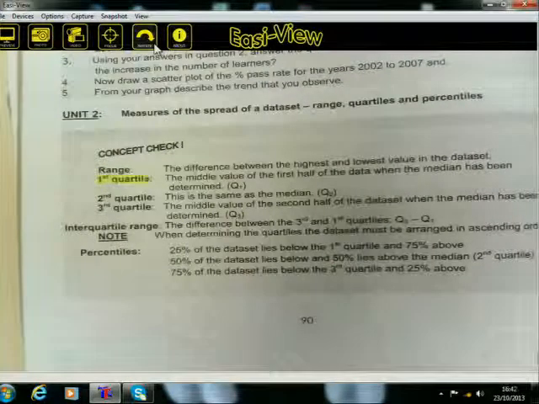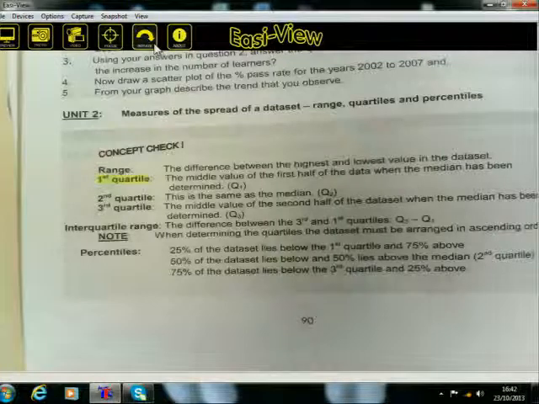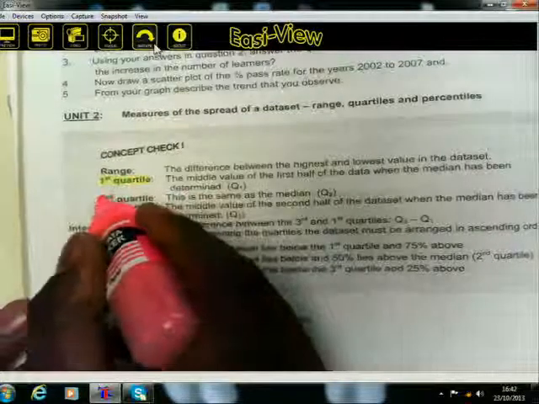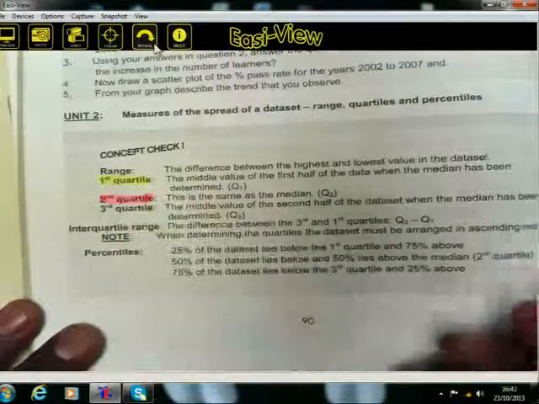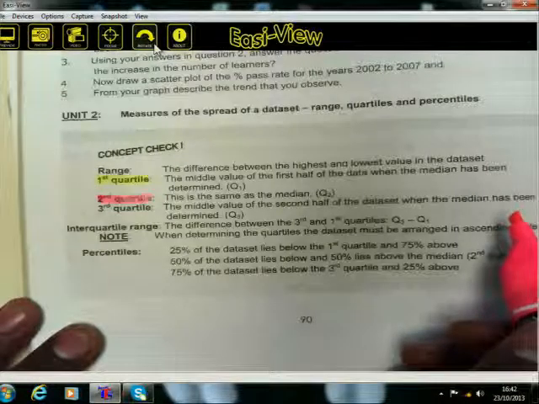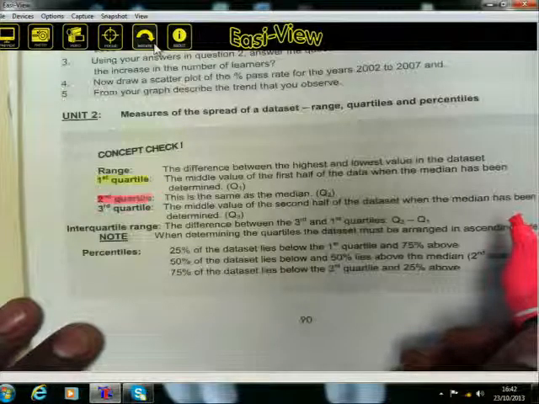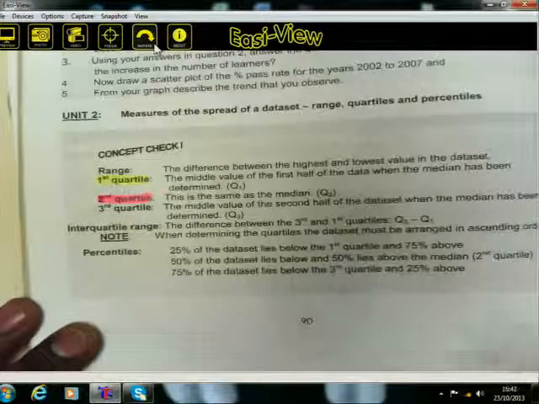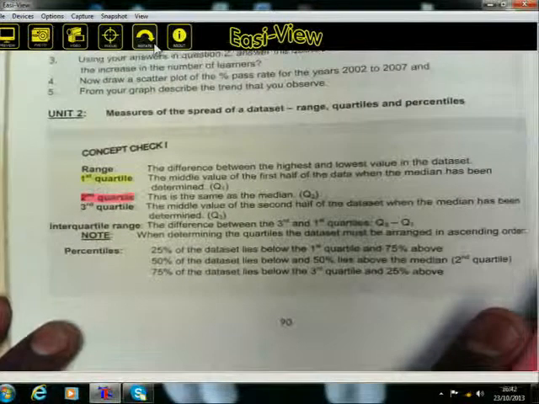Now we go to the second one, the second quartile. This is the same as the median. Do you remember I said 50%? That means 50% is the median, the center one.